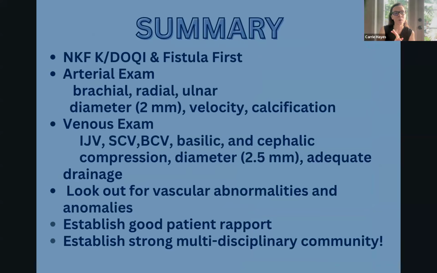The arterial exam, the big areas we're looking at are brachial, radial, ulnar, the diameters. What is that diameter going to be for your department? Is it 2? Is it 3? Velocities, noting calcification, any abnormal waveforms. Venous exam: jugular vein, subclavian, brachiocephalic. We're looking at basilic, cephalic. Sometimes we need to look at brachials. Do they compress? What is that diameter? Is it adequately draining? Are we seeing any clot? Are we seeing any changes in the waveform?